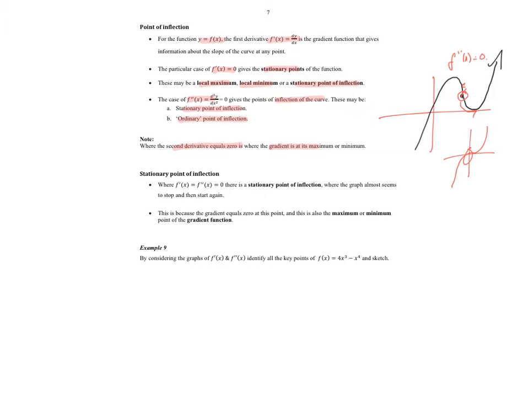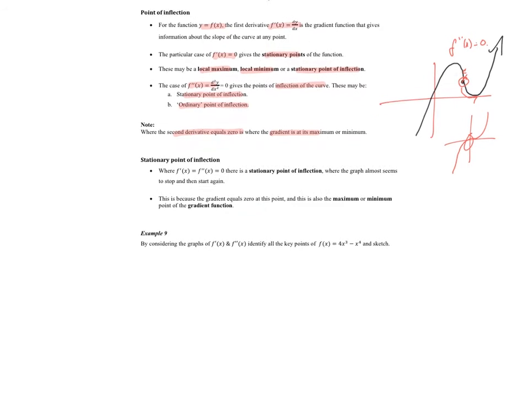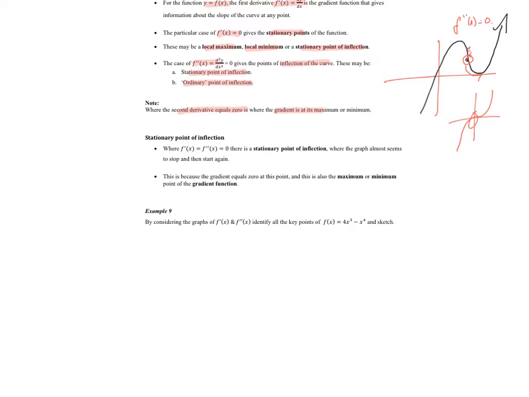Okay, so let's have a look at a couple of examples just working through. By considering the graphs of f dash of x and f double dash of x, identify all the key points.